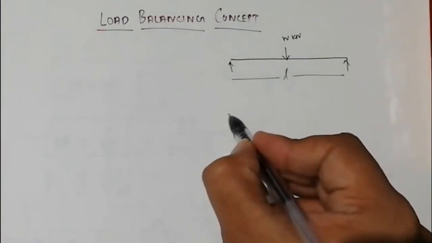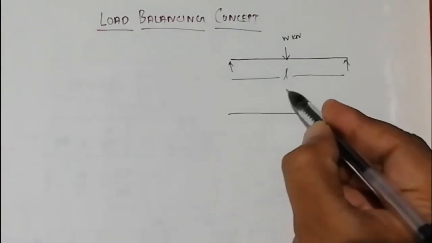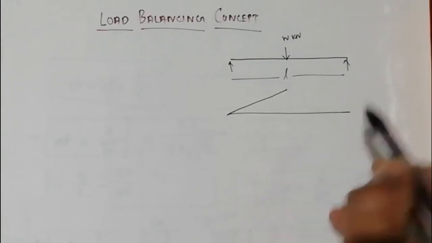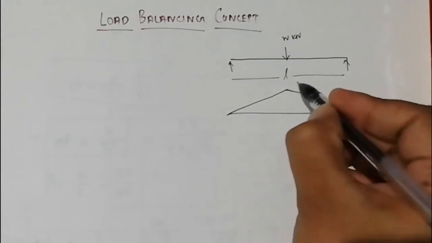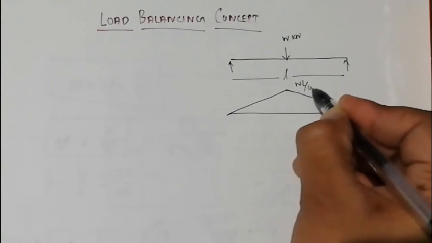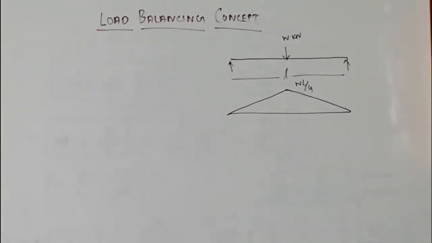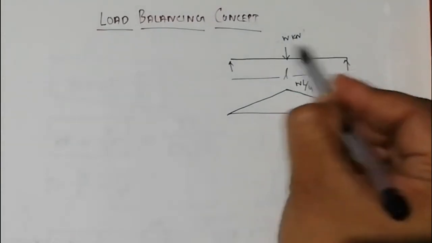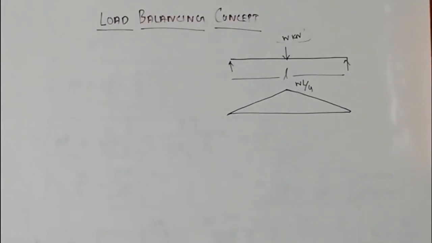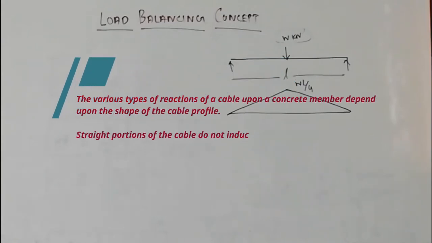We know that the bending moment for such a case will be WL by 4, right? So the concept of load balancing is that we can counteract this concentrated load by providing a suitable cable profile. So how to decide which cable profile would serve the purpose of balancing the load? It is just simple.